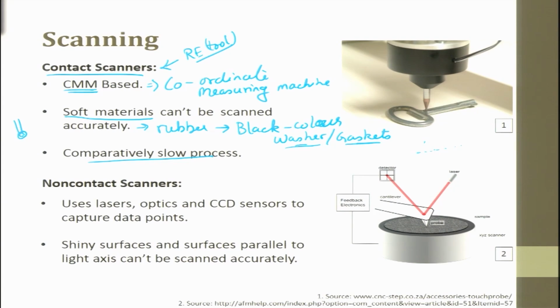a probe of diameter maybe 6 millimeter. This probe cannot enter a feature which is of 3 millimeter. So it will only scribe it on top and say it is a straight line. This also puts a restriction on getting the data points. Fine tuned data points are not possible.